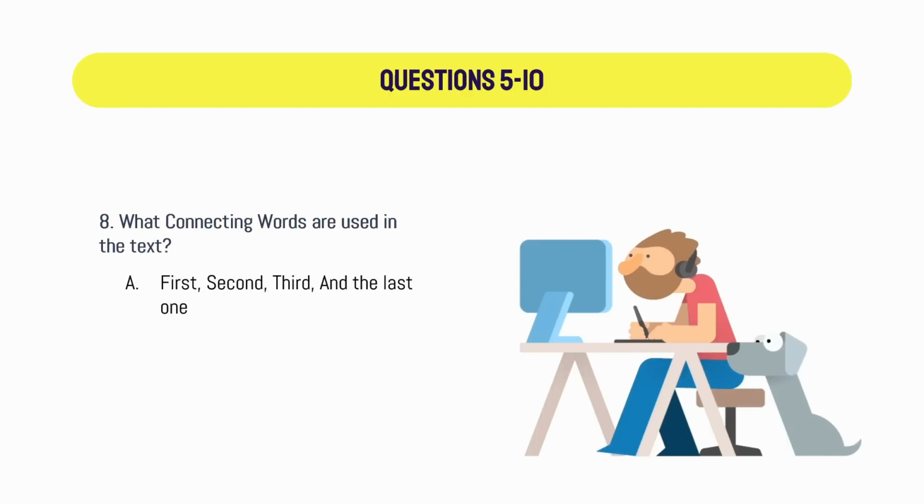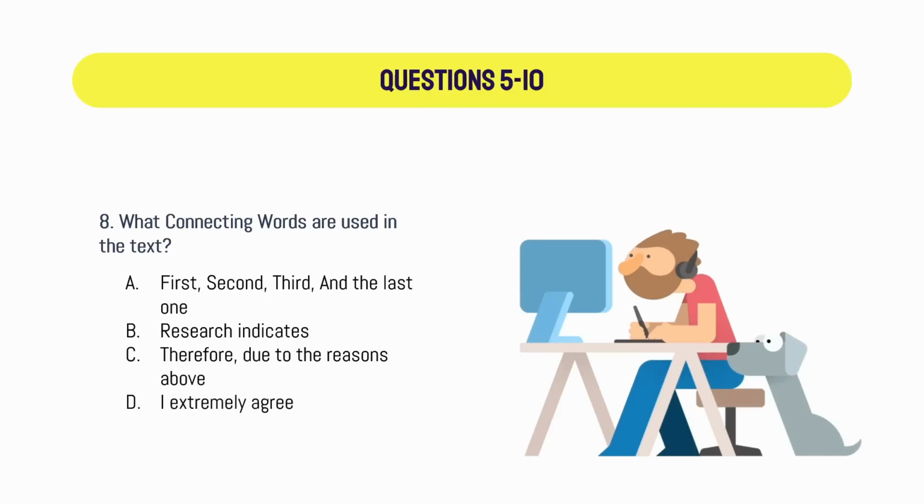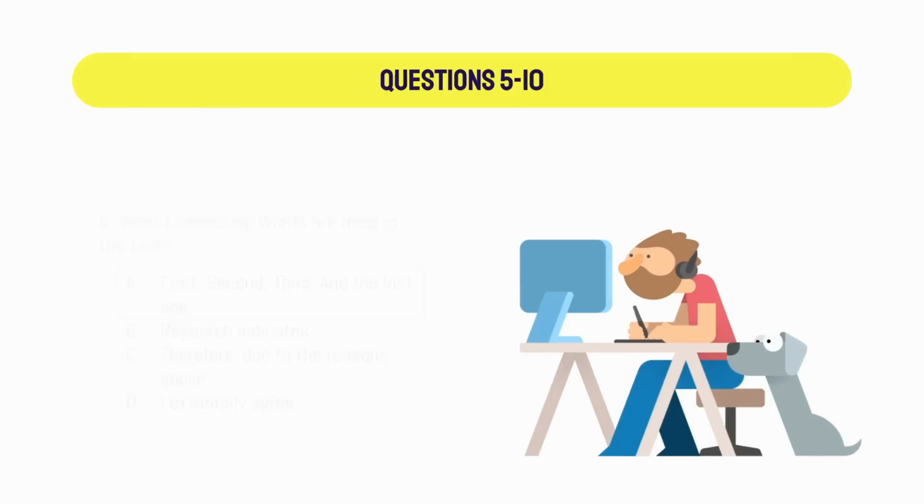Number 8. What connecting words are used in the text? A. First, second, third, and the last one. B. Research indicates. C. Therefore, due to the reasons above. D. I extremely agree. Time's up. The answer is A. First, second, third, and the last one.